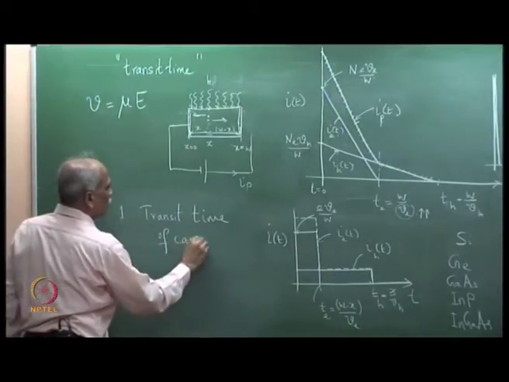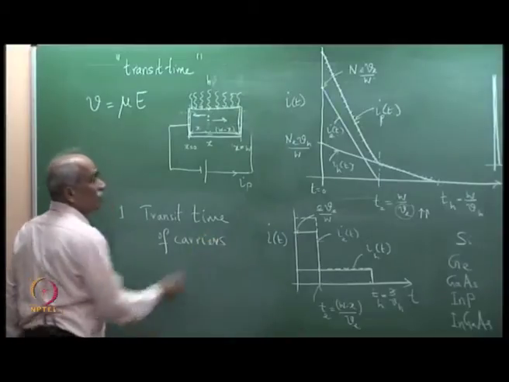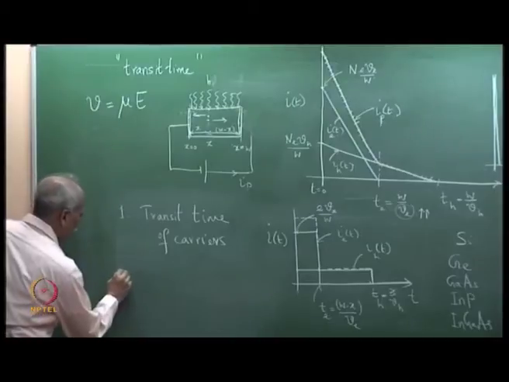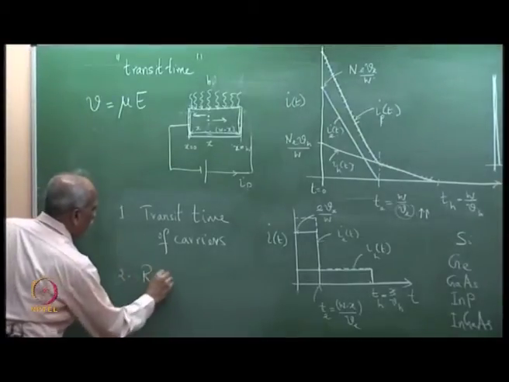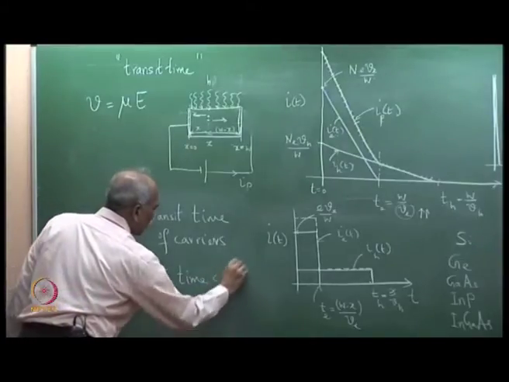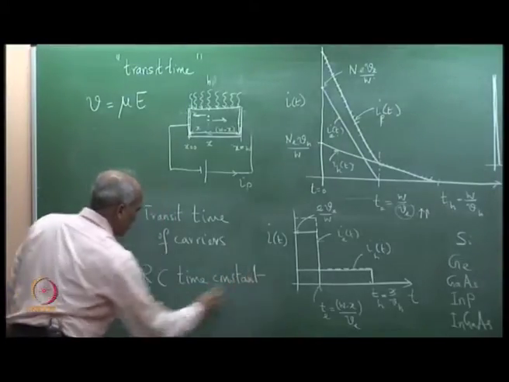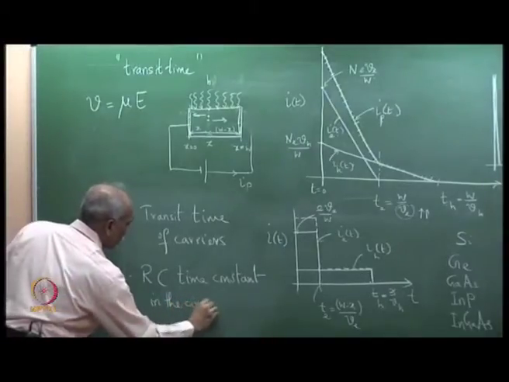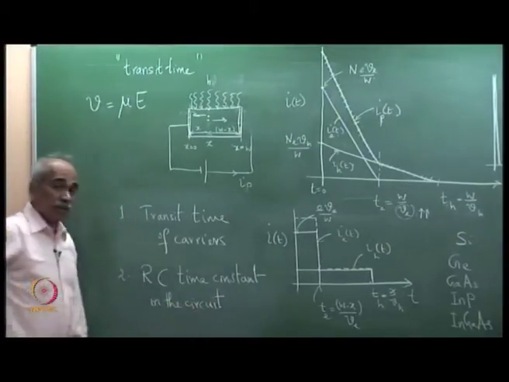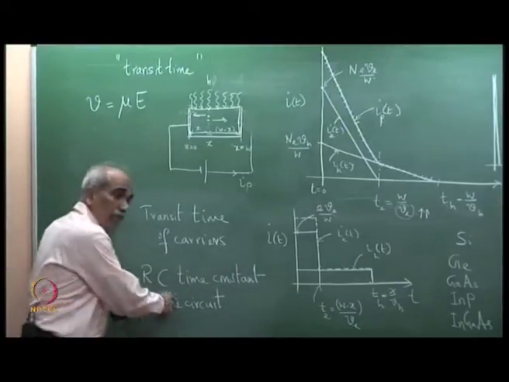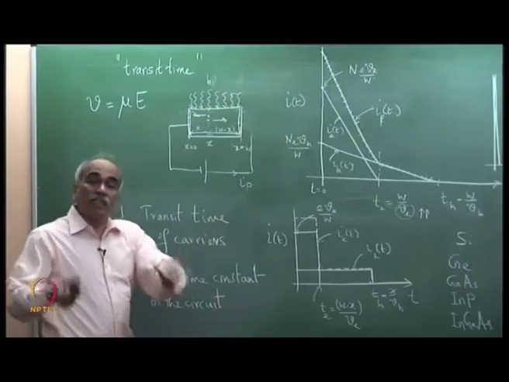What we have been discussing is the transit time spread. The second one is determined by the RC time constant in the circuit. There will be a detector circuit and there is an RC time constant in it. This RC will include the RC of the detector itself.